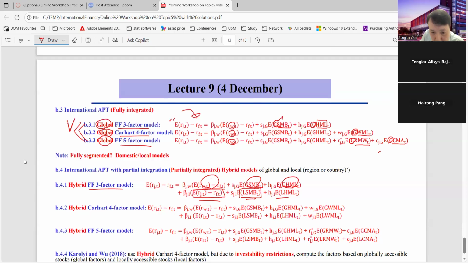So you construct SMB using local stock only. For US case, you use only US stock to compute this one. If you're a UK investor, you only use the UK stock to construct this one, right? Anyway, and this is beta here, weight inside this beta. So what we have here is the weighted average again.